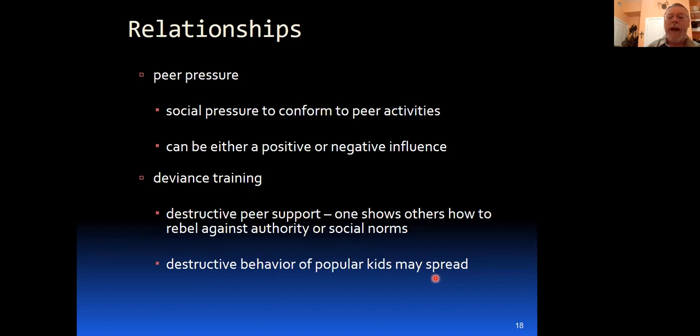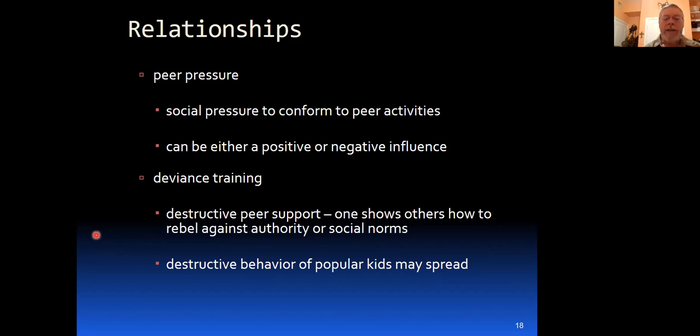Now, on the other hand, peer pressure can obviously be a negative influence. An extreme example of negative peer pressure might be deviance training. So this is when one adolescent shows others how to rebel against authority or against social norms, laws, and so forth. An example might be the adolescent who shows the other kids how to steal things in the convenience store and engage in shoplifting, or how to obtain alcohol before they're of age. This would be deviance training. Obviously destructive.